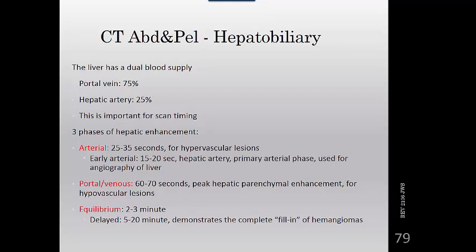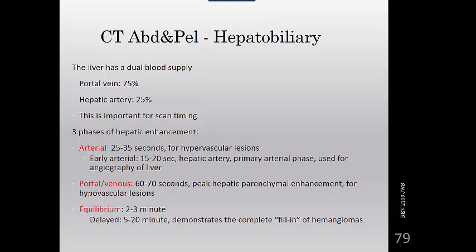There are three phases of hepatic enhancement that are utilized for scanning, and that is the arterial, portal venous, and the equilibrium phases. The arterial phase is going to be 25 to 35 seconds, and this is for hypervascular lesions. Earlier arterial phase is 15 to 20 seconds, where you can see the hepatic artery, the primary arterial phase, and these are used for angiography of the liver.